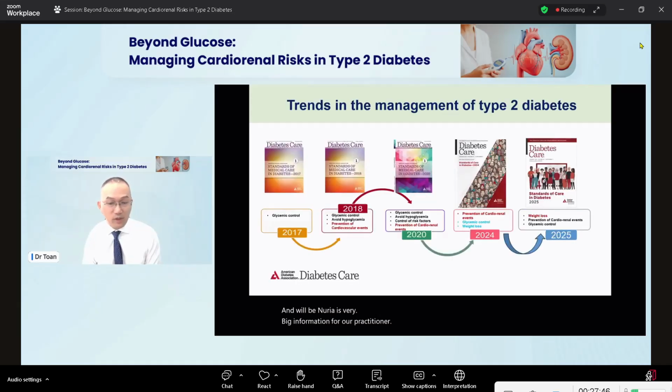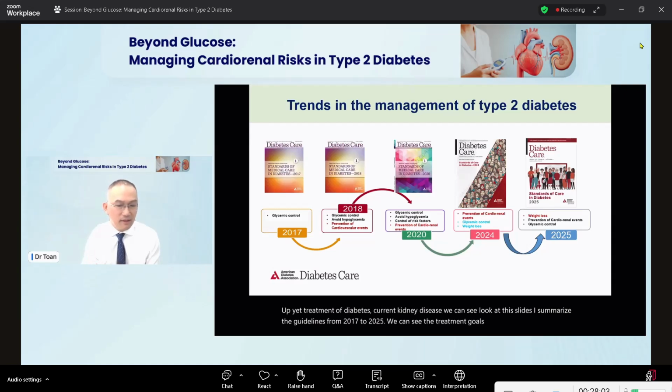Treatment of diabetes chronic kidney disease. We can see, look at this slide. I summarize the guidelines from 2017 to 2025. We can see that treatment goals have evolved over the years from 2017 to 2025.